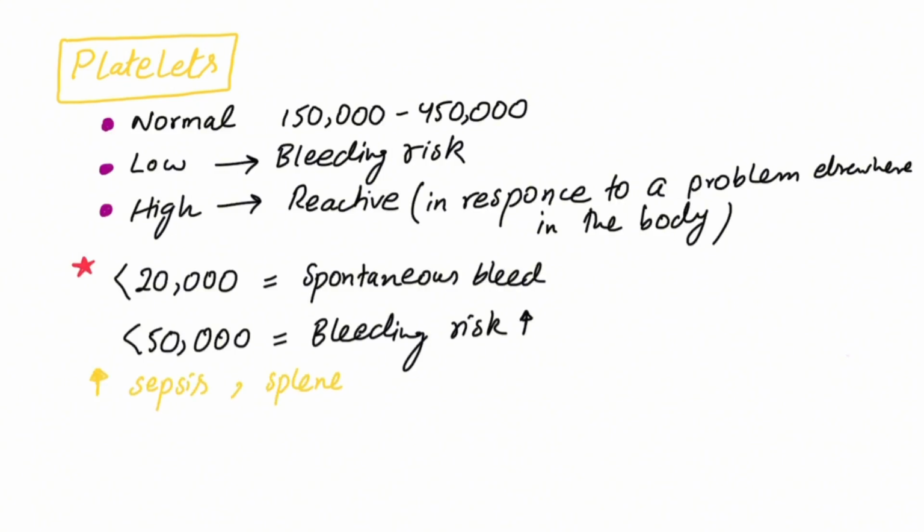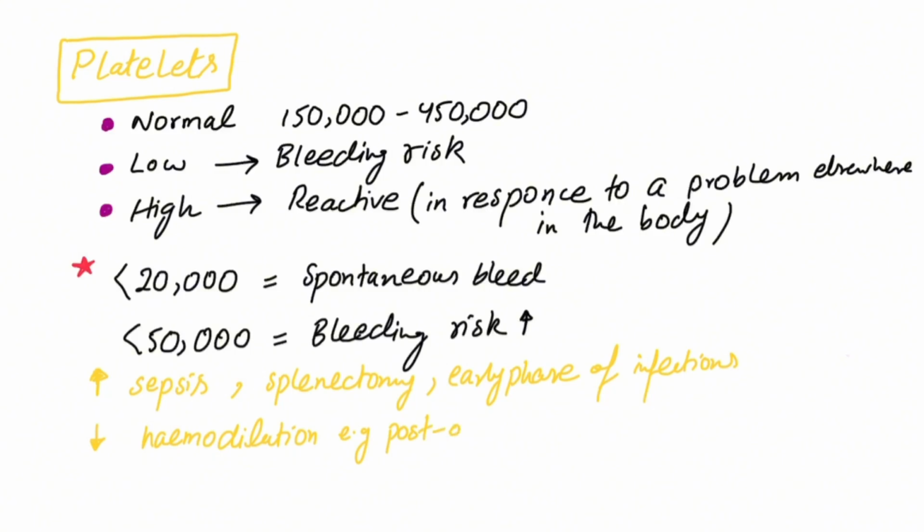So we need to make sure that we know the clotting profile and the platelet level of the patients. Just to take an overview, the platelets can be high in case of sepsis. There could be a rise in their number in the initial phase. It could be high in patients who underwent splenectomy because the spleen is needed to break down the unnecessary platelets. If it is not there to do that, there would be a sudden rise in the platelet level initially. And it would be high in the early phases of infections as well.